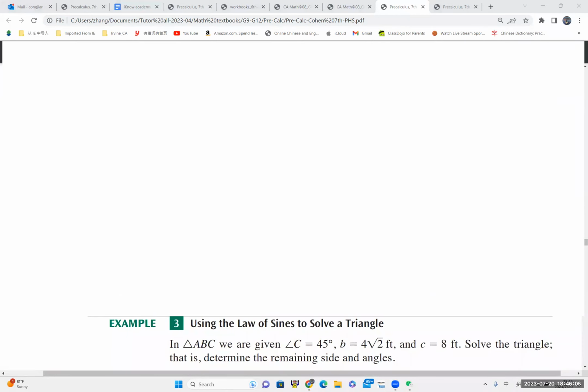Yeah, so here just mention it's like this. This is how I generally draw it. This is C, B, C. So anyway, B. Solve the triangle. That being said, you need to find all angles and all lengths, right?